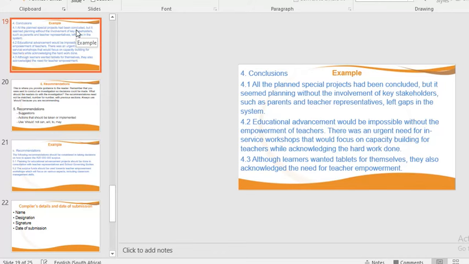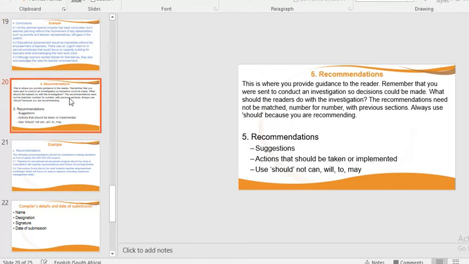Then you get to the recommendations. This is where you provide guidance to the reader. Remember that you were sent to conduct an investigation, so decisions could be made. What should the readers do with the investigation? The recommendations need not be matched number for number with previous sections. Always use should because you are recommending. Recommendations are suggestions, actions that should be taken or implemented. Use should and not can, will, to, may.